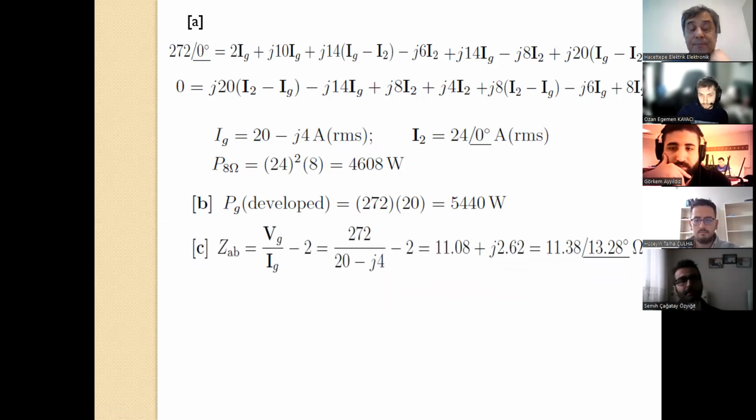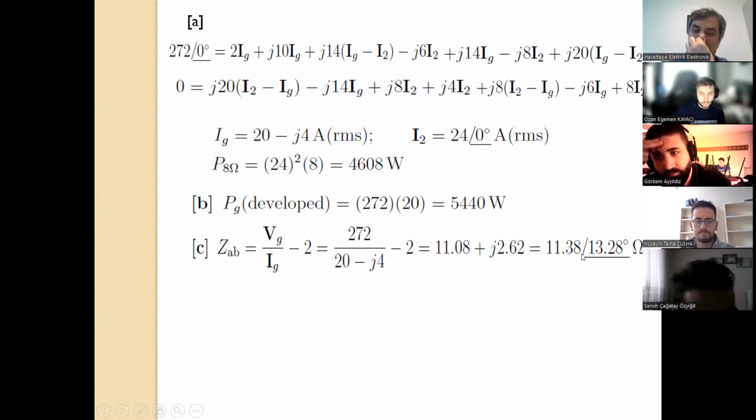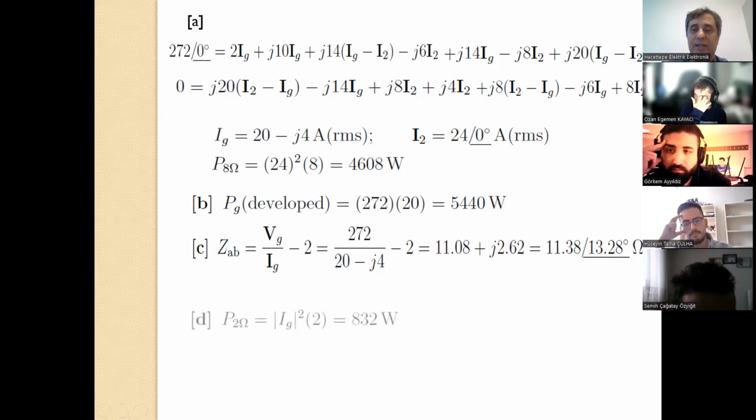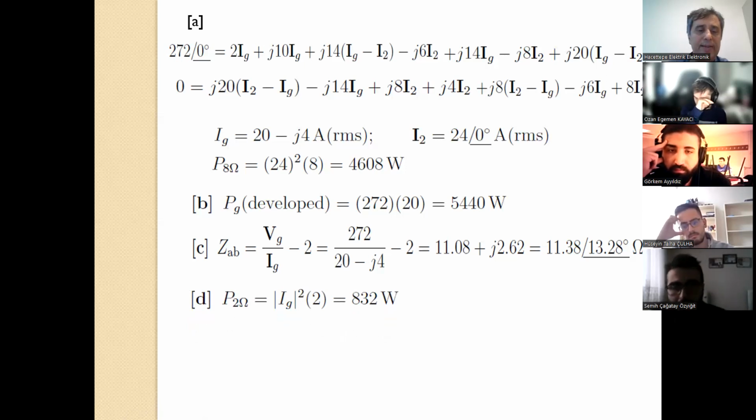What is the impedance seen from the terminals A and B? VG over IG in phasor, of course. We are subtracting 2 ohm because 2 ohm is left over from terminals A and B. So this is going to be the result, and then this is going to be 11.38. Okay, then I check out this one. This is the magnitude, this is the phase angle. And then this behaves like an inductive load between terminals A and B. This is what I can say about this. It's quite close to 1 at the same time.